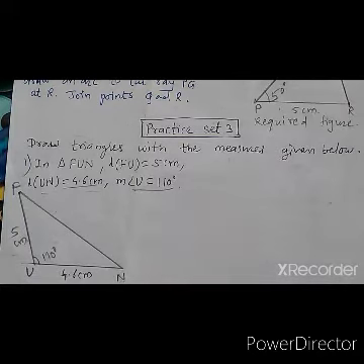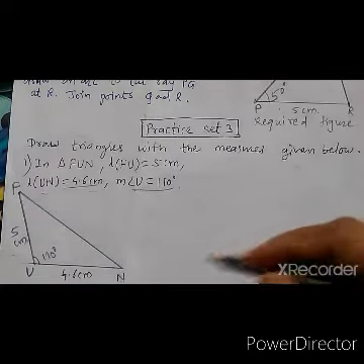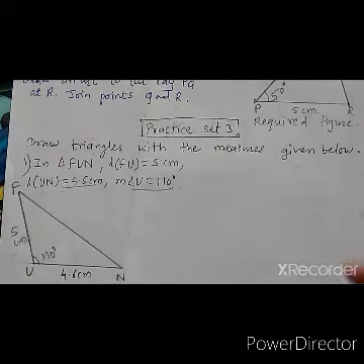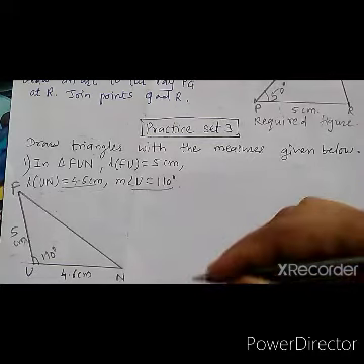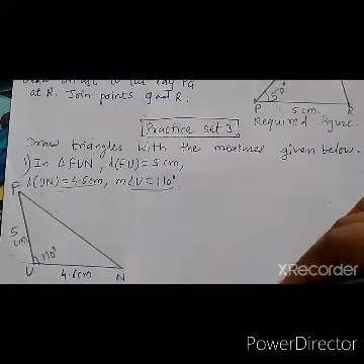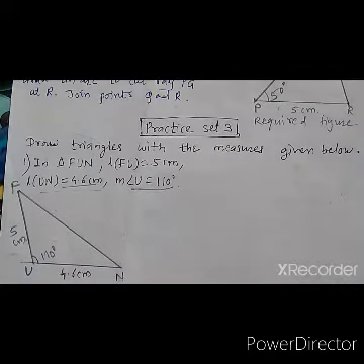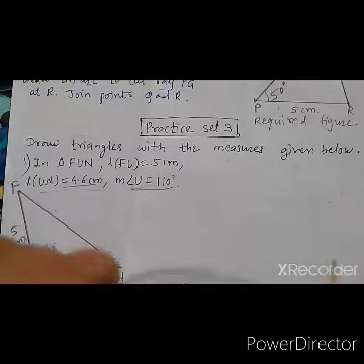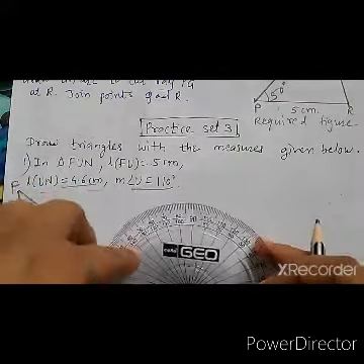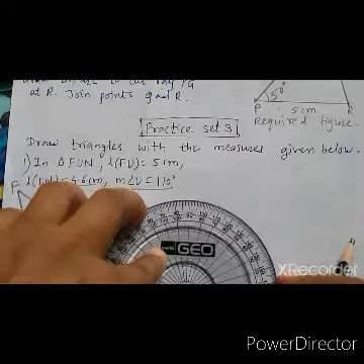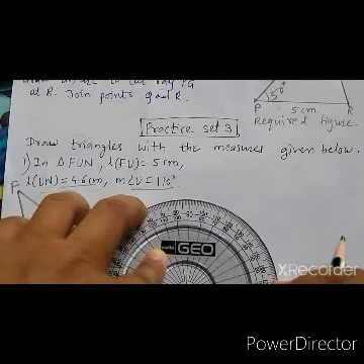So let us start. We have to take UN as a base of 4.6 centimeters. So start from 0 to 4, and after 4 we have to count 6 lines, and 4.6 lies between 4 to 5. So this is UN of 4.6 centimeter. Now we have to take the angle. Always remember, first take the angle and then the side. So put on this point U, because angle U is given.